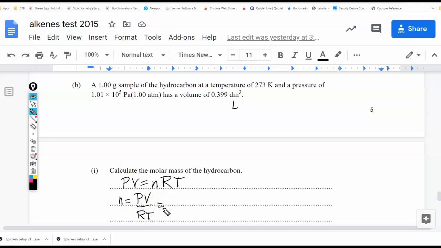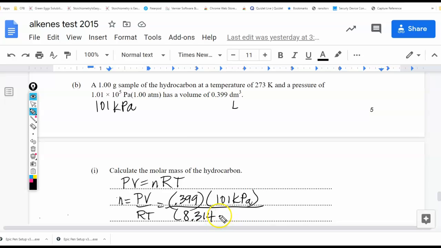So we're going to need to use our volume of 0.399 times our pressure, which is 101 times 10 to the 5. That is the same as saying 101 kPa. So just keep that in mind. That is usually what we use for our pressure. So we're going to use 101 kPa. And we're then going to divide it by the R constant, which is 8.314.